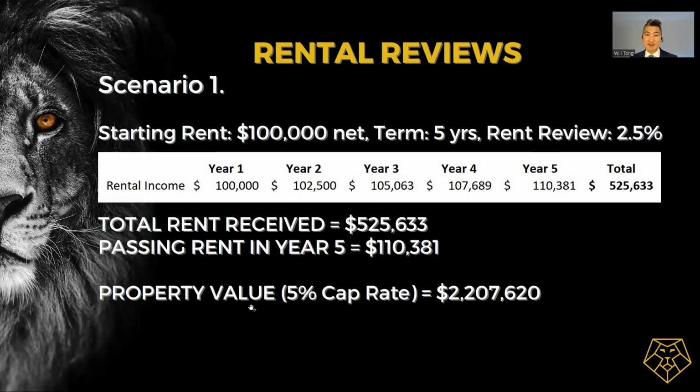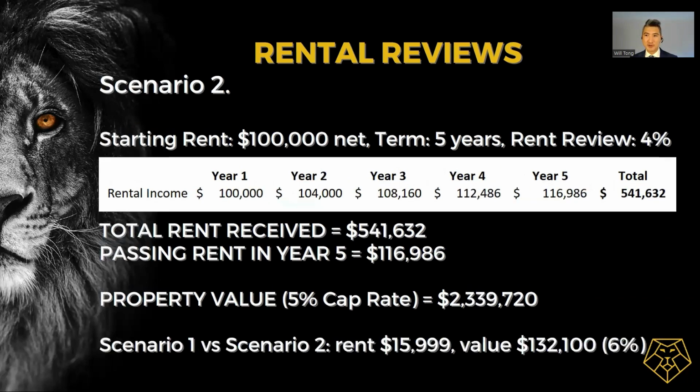Now, how does that affect the value of your property? So let's say the cap rate of the property is 5%. At the end of 5 years, your property is going to be worth somewhere around $2.2 million, because it's a passing rent of $110,000 divided by 5%. So your property should be valued at around $2,207,000. Okay, so that's scenario one. Scenario two, everything is the same except the rent review is now 4%. Okay, so it's only a 1.5% difference, right? But it could have a really profound effect. Okay, and let me show you exactly what I mean.